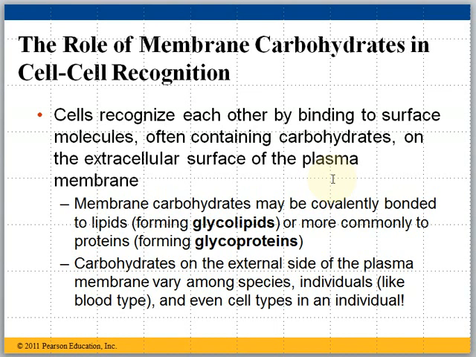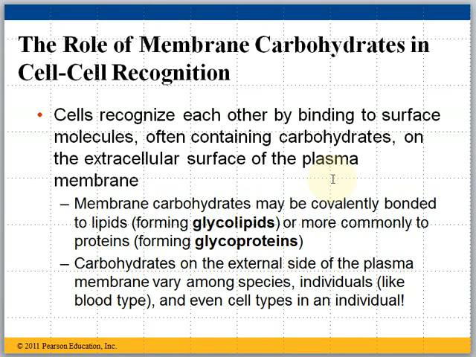The carbohydrates that are attached to the outside of the plasma membrane vary among the species. So, for example, mockingbird cells and human cells have different carbohydrates attached to the outside of the cell. And even among individuals, for example, if you look at all humans and look at blood type, we have different blood types, A and O, and A negative and AB positive. That has to do with the different types of carbohydrates that are on the outside of the blood cell membrane. So if you give certain blood types to certain people, there's a negative reaction because the body doesn't recognize those blood cells, or it sees them as an invader.